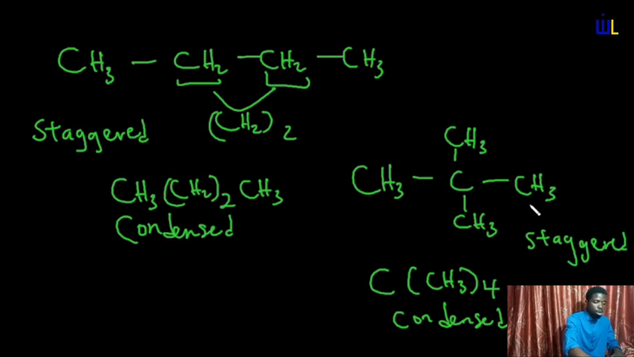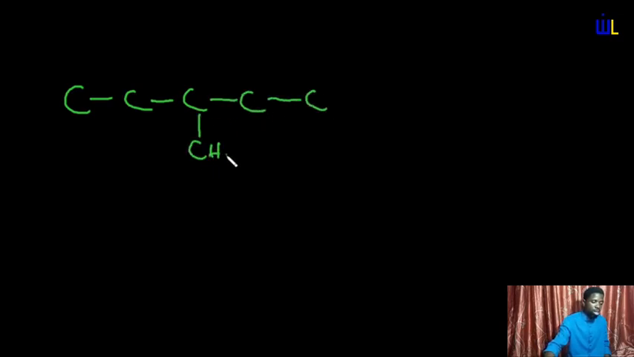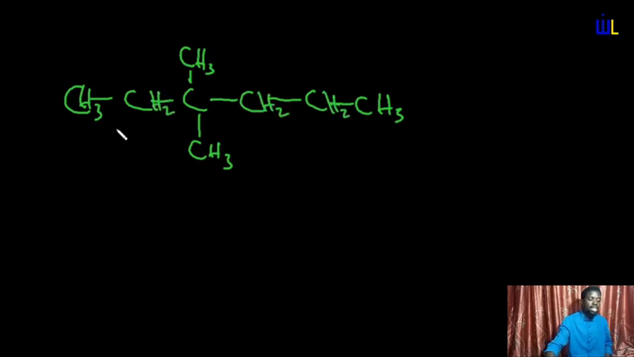Okay, let's try one more. Imagine I have a particular structure. You have this staggered structure, and probably I have CH3 here, and I have CH3 here, and I have this. Okay, so if I'm this, then let's fill the hydrogen, CH3, CH2, CH2, CH2. So if I want to get a condensed structure from this, first of all, let's start with writing this end, CH3, and then we have CH2.